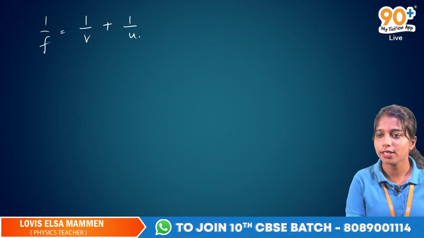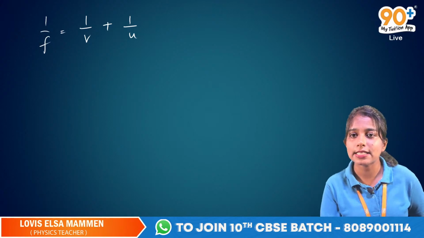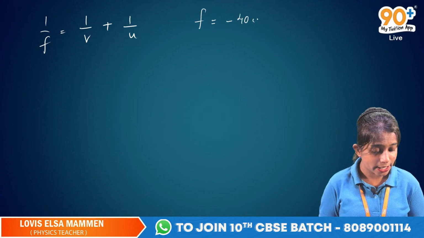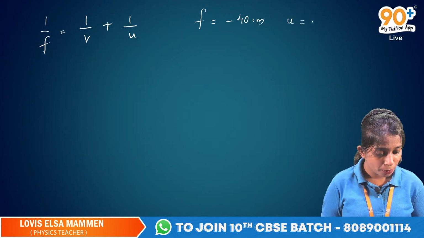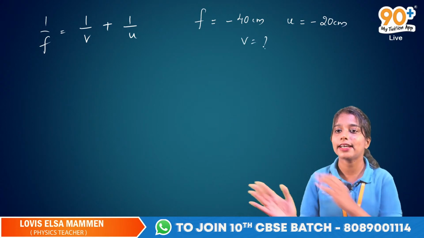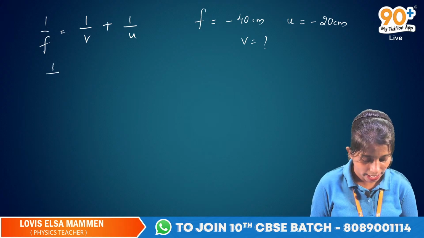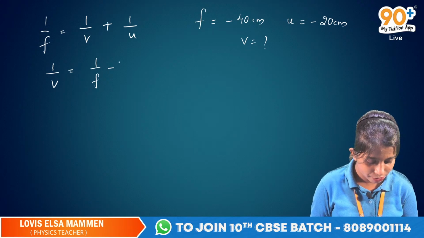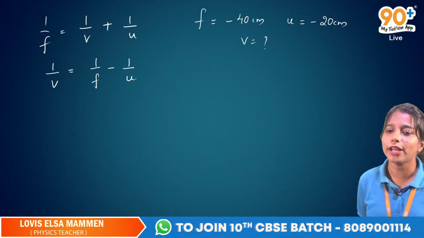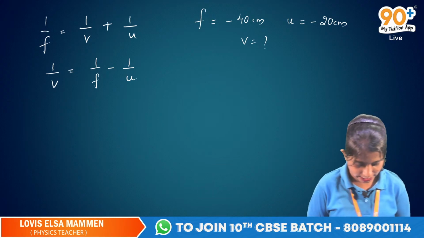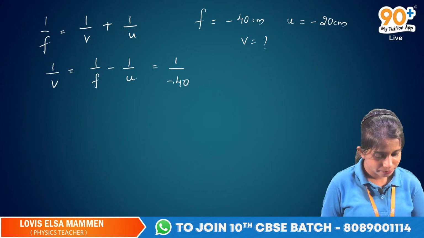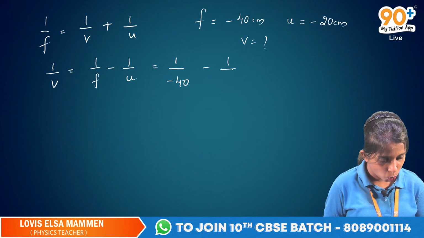It's an equation in terms of focal length, image distance and object distance. In the question, it is given that f is equal to -40 centimeter and u is equal to -20 centimeter. You are asked to find v, so rewrite the equation: 1 by v is equal to 1 by f minus 1 by u. Substitute f and u. So it is 1 by -40 minus 1 by -20.